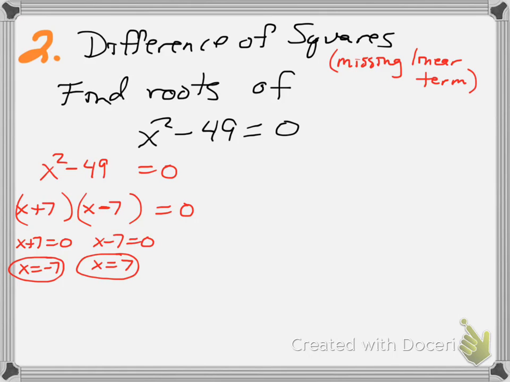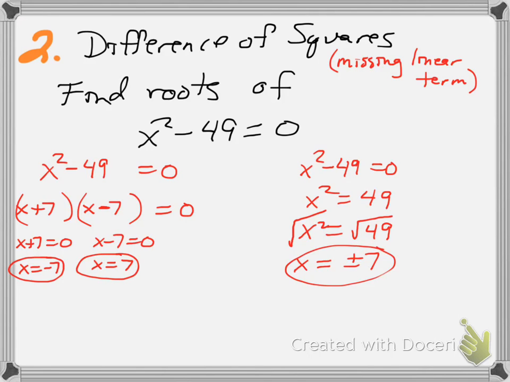But I'm going to show you another way for those of you that are interested. You take the same problem, add the 49 to the other side, and then you can take the square root of both sides. But you have to be a little bit careful. Because whenever you take the square root of both sides of an equation, on the number side, you must put a positive and a negative. You can't just write 7 in this case. You have to say positive and negative 7.